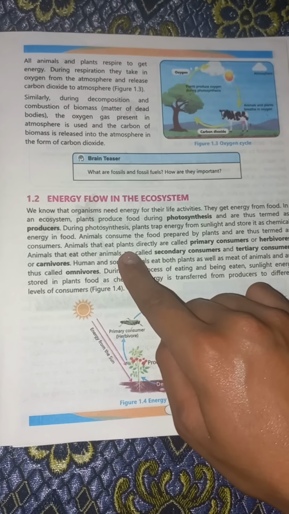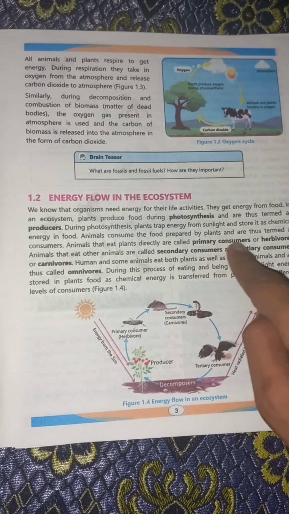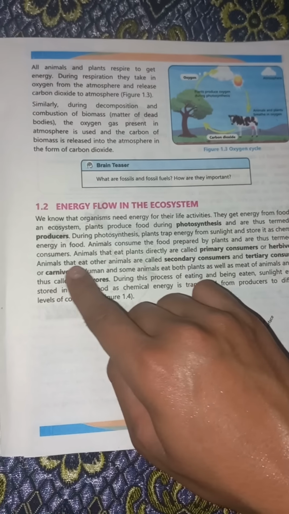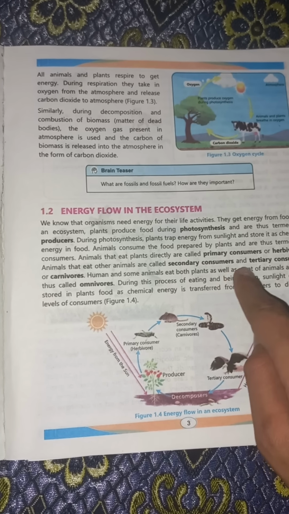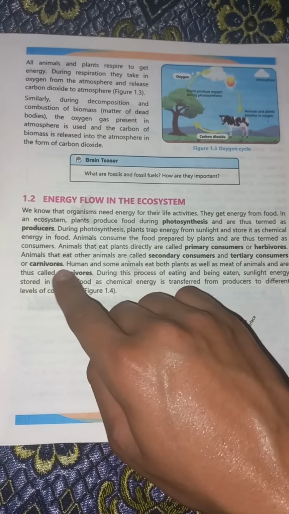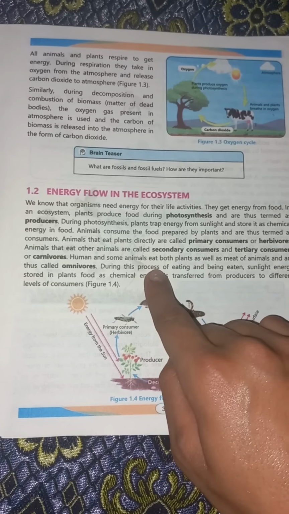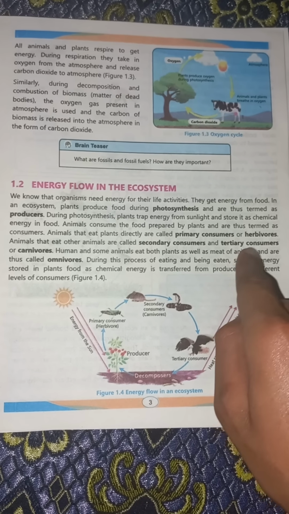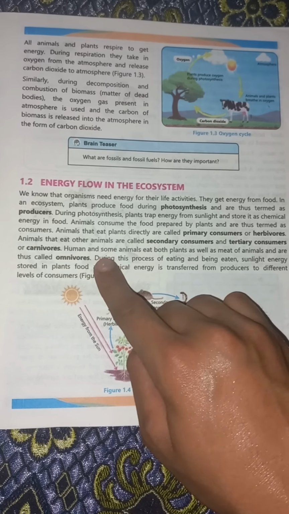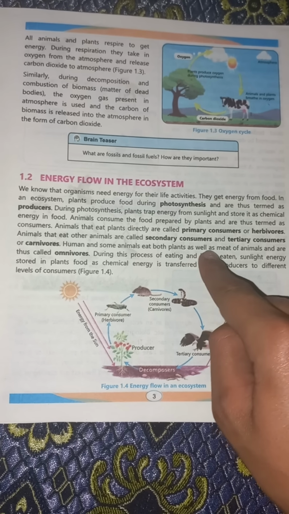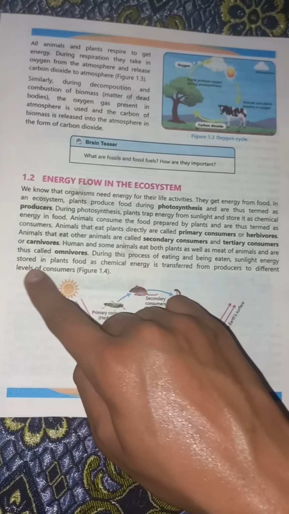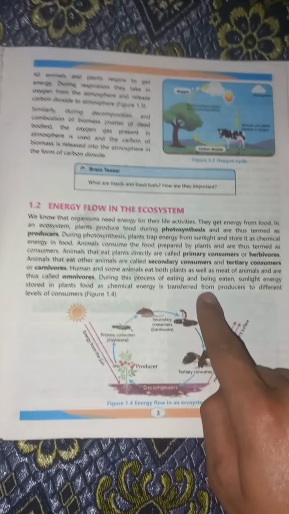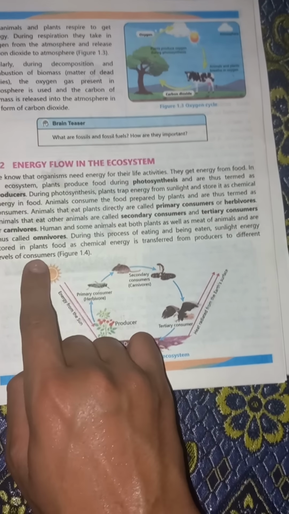Animals that eat plants directly are called primary consumers or herbivores. Animals that eat other animals are called secondary consumers and tertiary consumers or carnivores. Humans and some animals eat both plants as well as meat of animals and are thus called omnivores. During this process of eating and being eaten, sunlight energy stored in plants' food as chemical energy is transferred from producers to different levels of consumers.